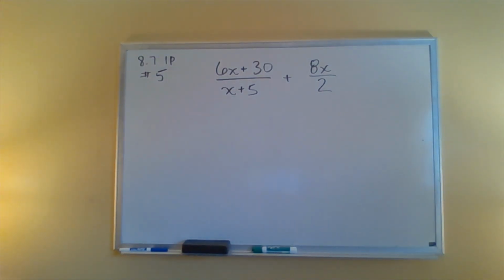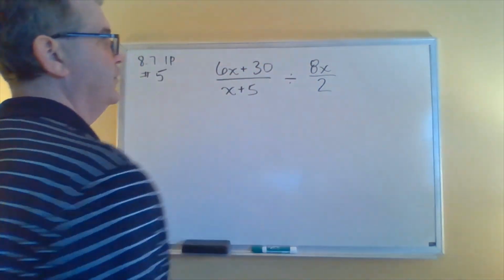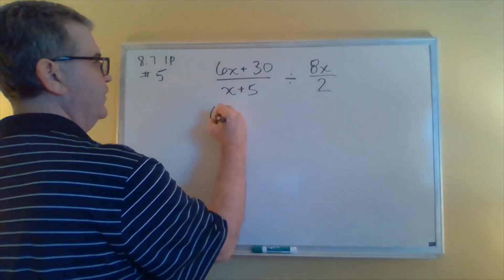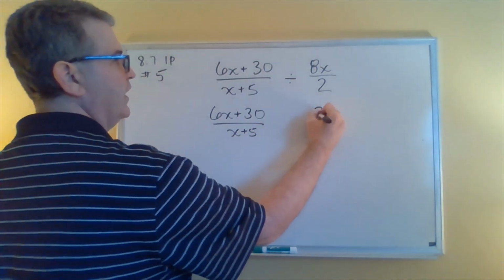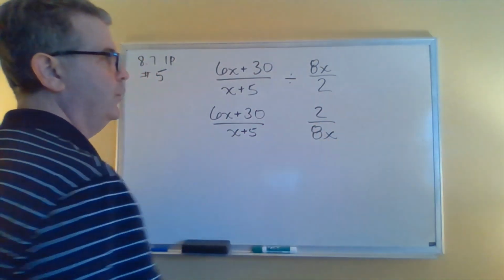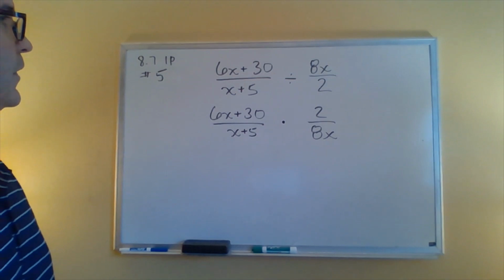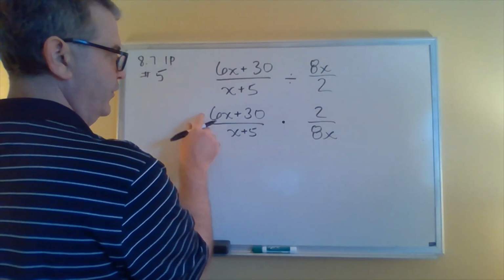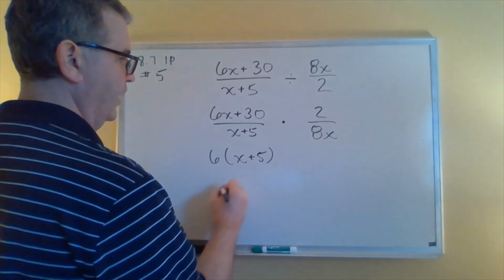Here's number 5. We're given 6x plus 30 over x plus 5 plus 8x over 2. I'm sorry, that's not plus. Division. So divided by 8x over 2. We're going to rewrite our first fraction as is, 6x plus 30 over x plus 5. We're going to reciprocate that second fraction, so it becomes 2 over 8x. We're going to change our operator from division to multiplication. So now we're going to factor each numerator and denominator. The only thing we can factor is this numerator right here. So we're going to pull out a common factor of 6. So we'll get 6 times x plus 5.